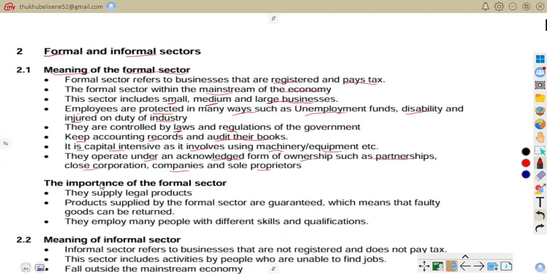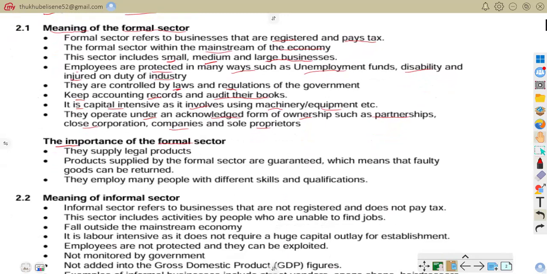Now let us move on to the importance of the formal sector. As it says, they supply legal products. The goods that they are selling are approved by law.